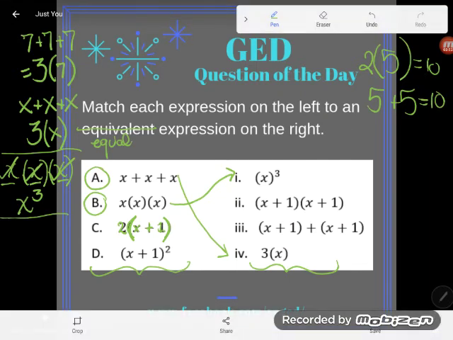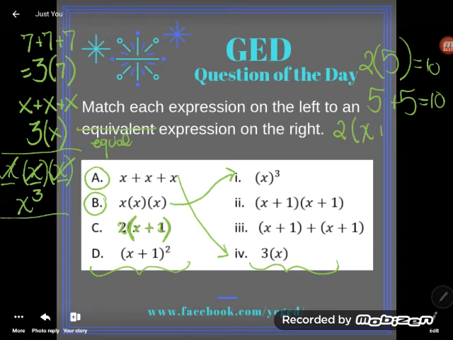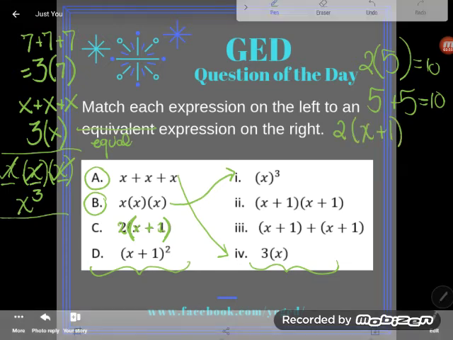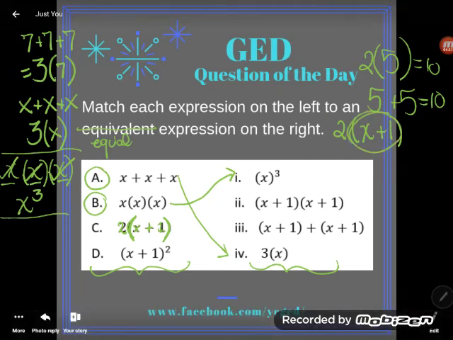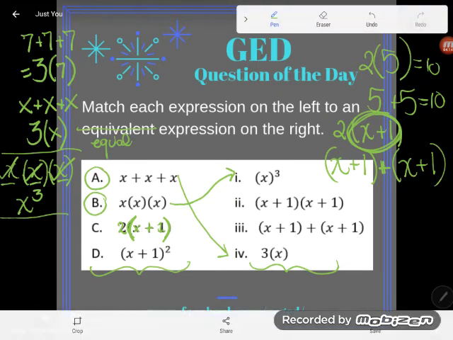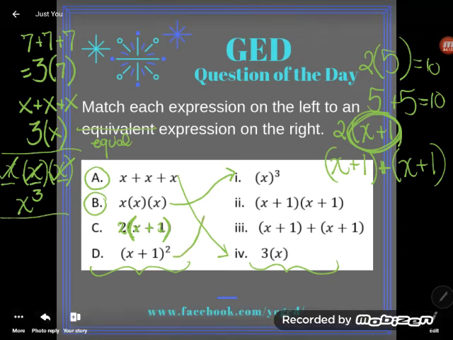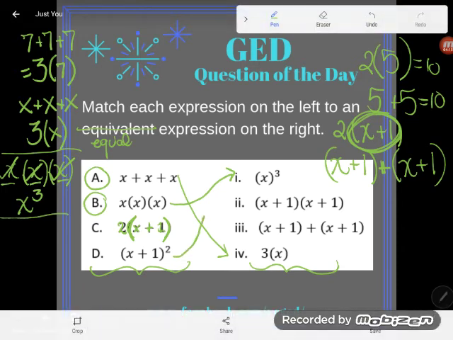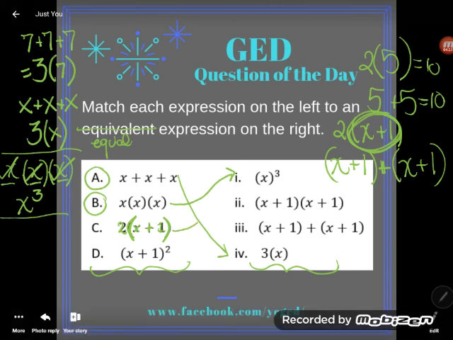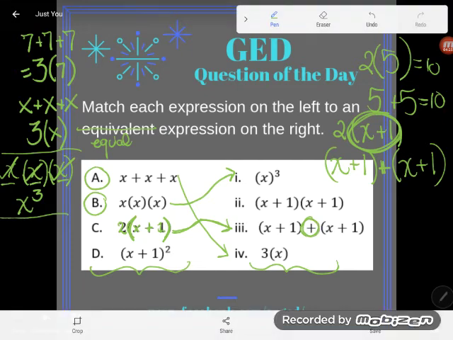So similarly, even though it's big and ugly, if I talk about 2 times x plus 1, that means I have 2 of this whole thing, x plus 1, adding. So you have one x plus 1, and that's going to get added with another x plus 1. 2 times the quantity can also be thought of as 2 x plus 1s adding. So that means C, 2 times x plus 1, is the same as x plus 1 plus x plus 1. Okay, now let's look at D.